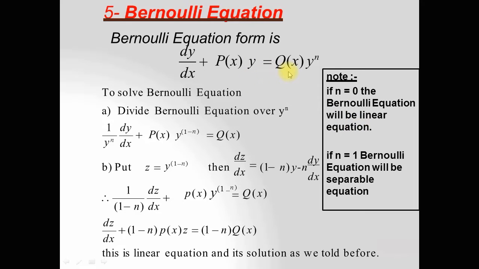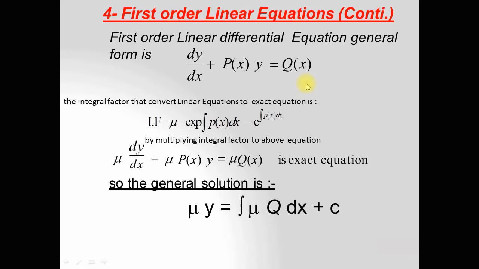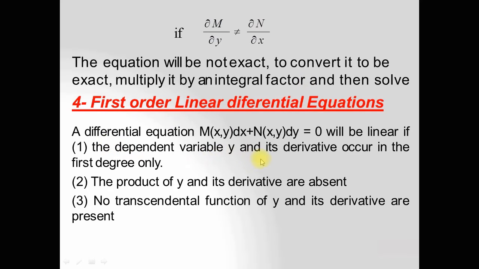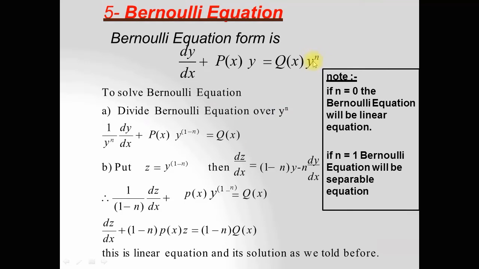Since we have already discussed for the linear equation that the degree of the dependent variable will be 1, like in the previous slide, the dependent variable y and its derivative occur in the first degree only. So if we put in this equation n equal to 0, then the degree of the dependent variable and its derivative is 1. So the Bernoulli equation becomes a linear differential equation. And if we put n equal to 1, then the Bernoulli equation will be of separable form. We can easily solve the Bernoulli equation by separation of variables if n is equal to 1. But if n is greater than 1, then how to solve the Bernoulli equation? Let's discuss the procedure for the Bernoulli equation if n is greater than 1.